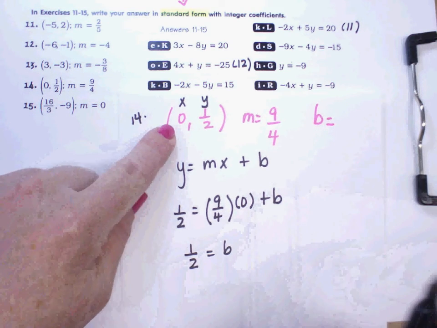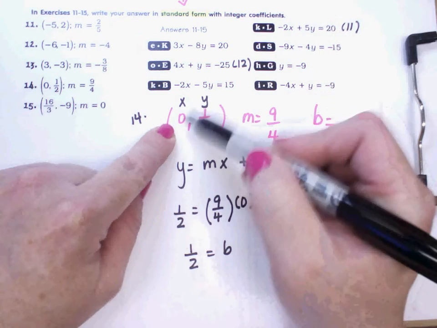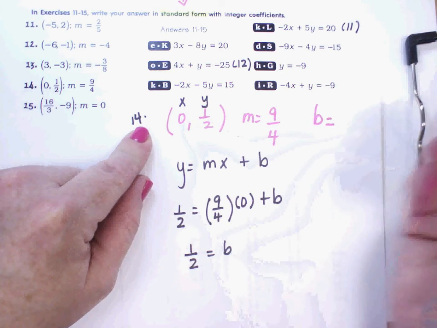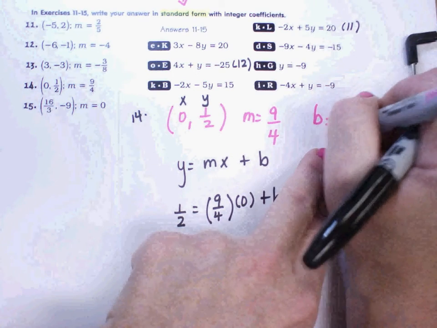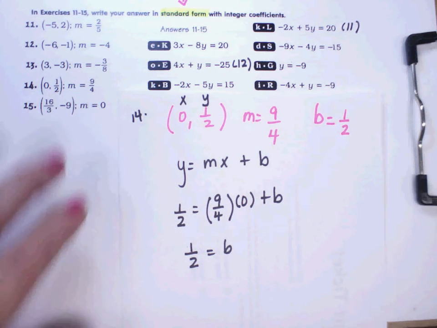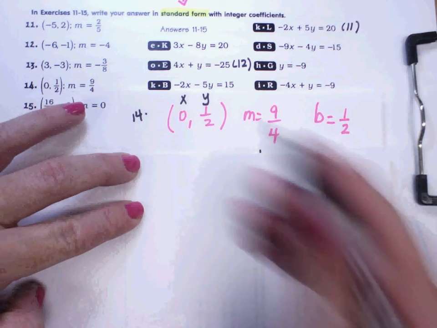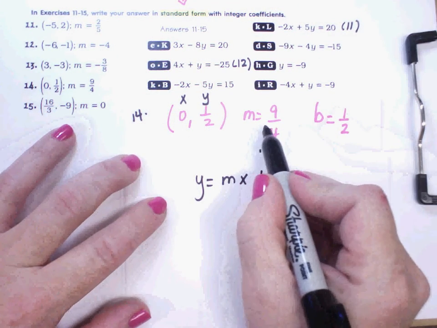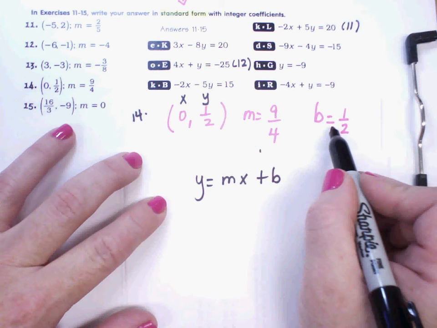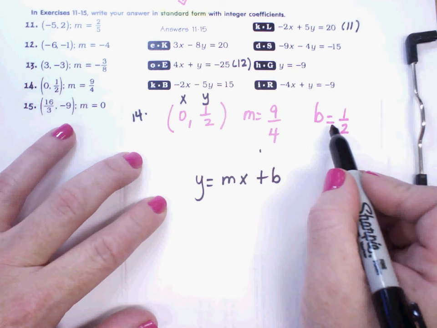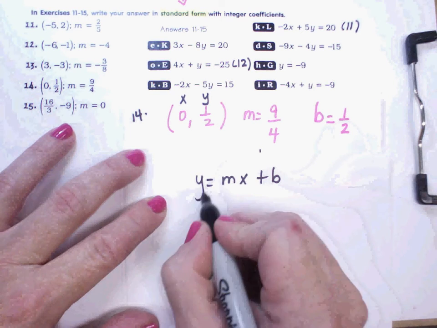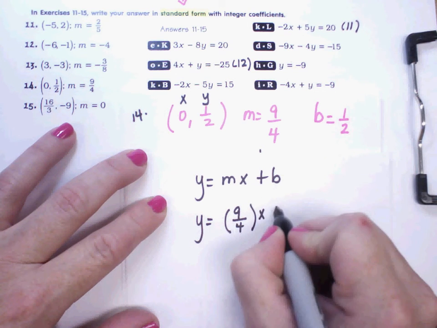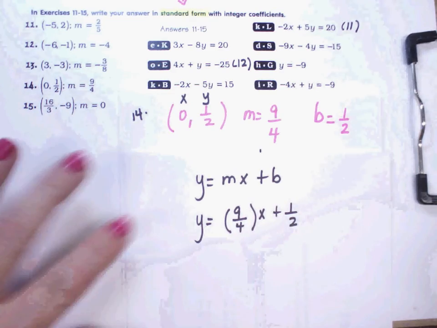Now, I really didn't need to do that because on the y-intercept, x equals 0. So I was giving you the y-intercept over here. Okay? So b was 1/2. Now, what I need to do now is go back to mommy equation or slope intercept form and substitute my slope and my y-intercept. My slope is 9/4 x plus 1/2. I really didn't need to put those parentheses in there.